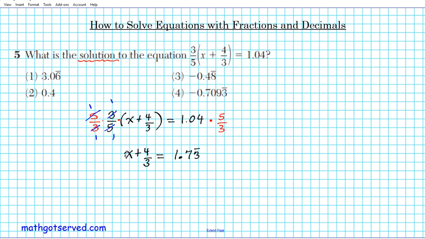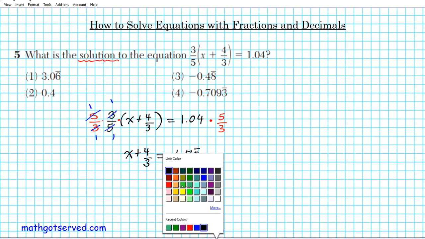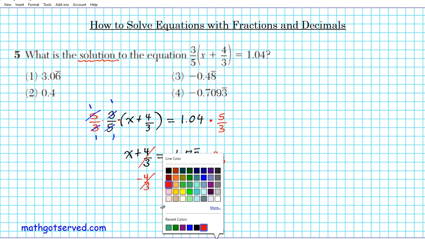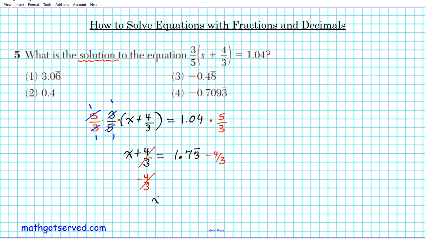Last step, we want to isolate x, so we need to get rid of plus 4 thirds. We're going to use the inverse operation. The inverse of adding 4 thirds is to subtract 4 thirds from both sides of our equation. Plus 4 thirds minus 4 thirds add up to 0. On the left side, we are left with x equals.